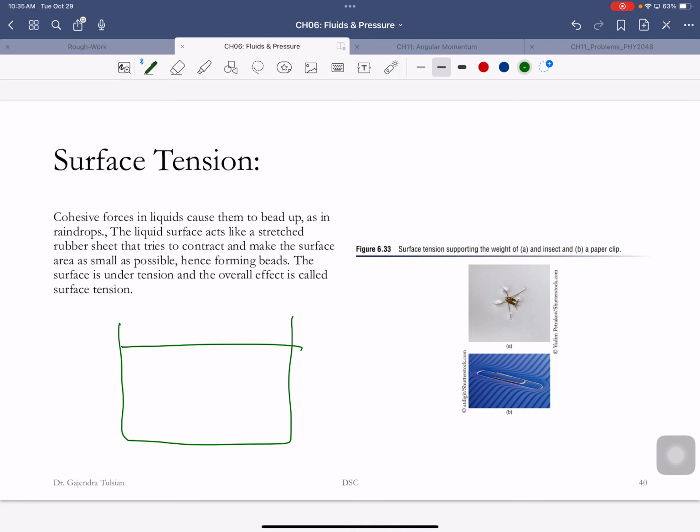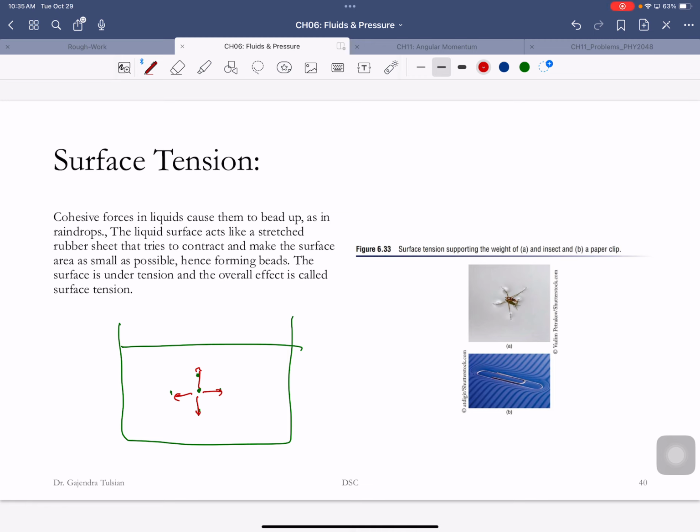Let's see. Okay, so here is a water molecule inside a cup of water. This water molecule is attracted by this guy in this direction, attracted by this guy in that direction, attracted by this guy in that direction. Okay, so now I'm going to draw all the forces. He's attracted by that guy, that guy, that guy, that guy.